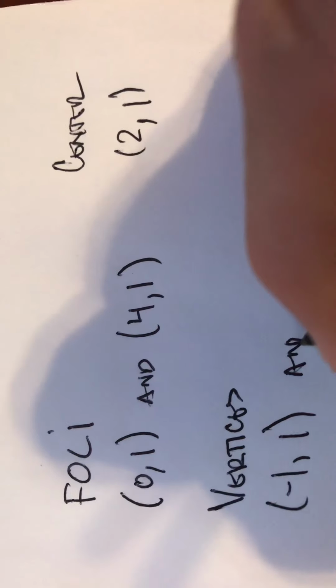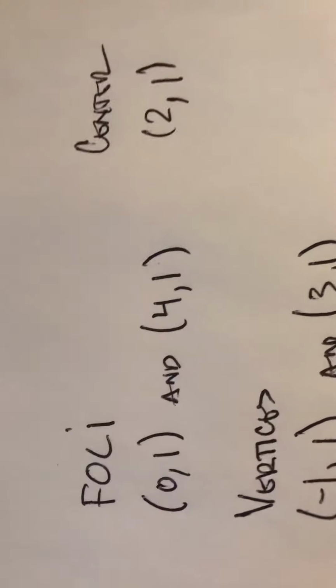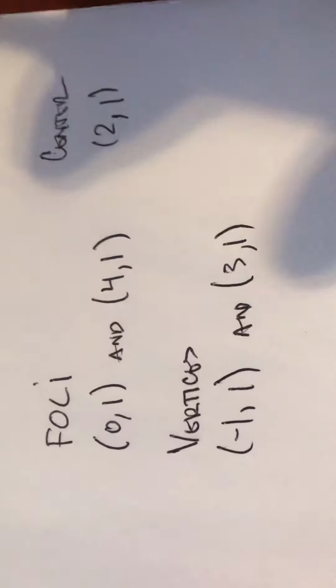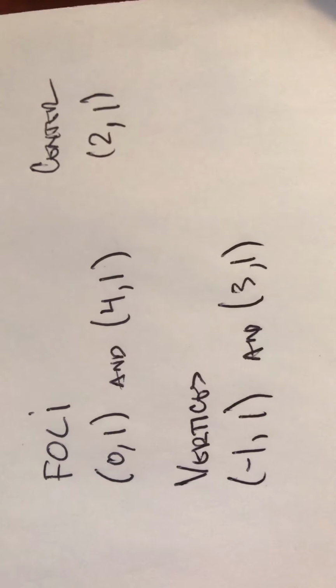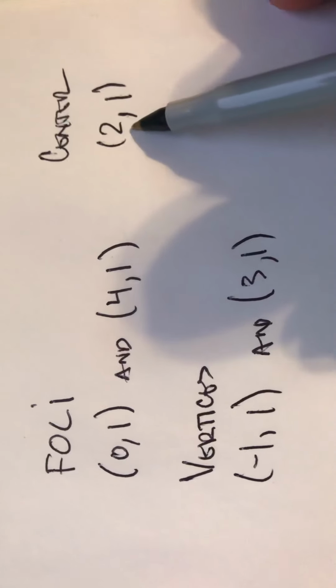You are also told that the 2 vertices are at (-1, 1) and (3, 1). And you are going to write the equation of the ellipse that has these 2 foci and these 2 vertices. Now, if you don't know, the center is easy to find.